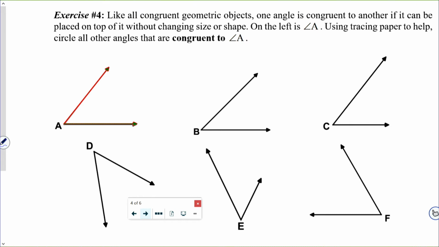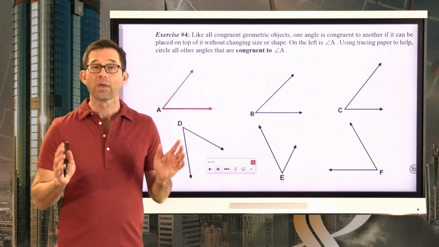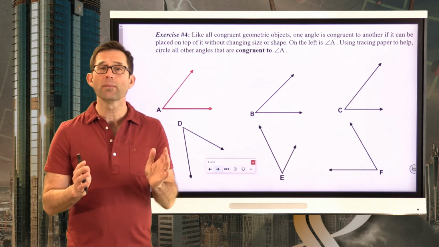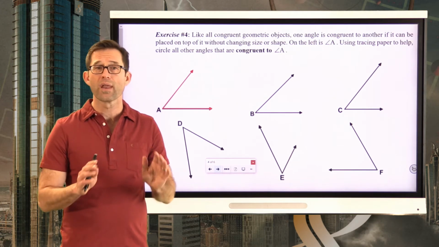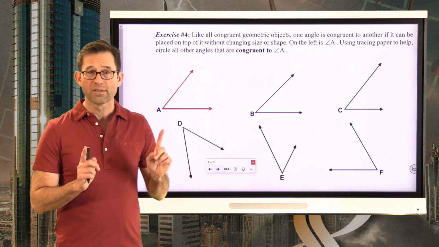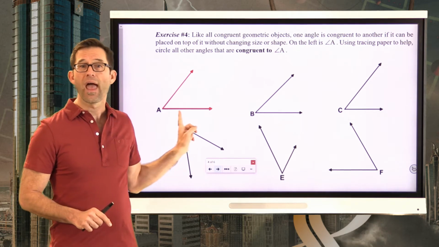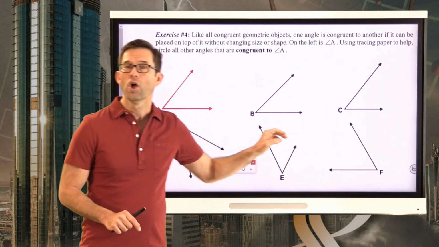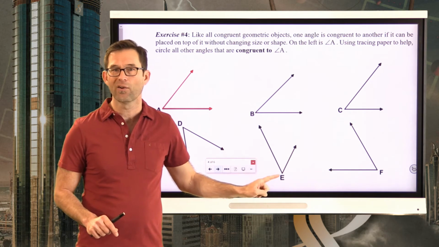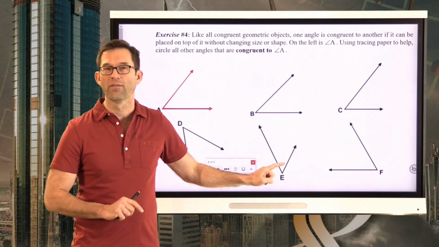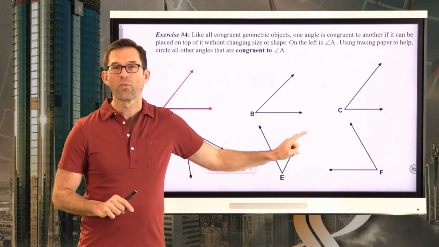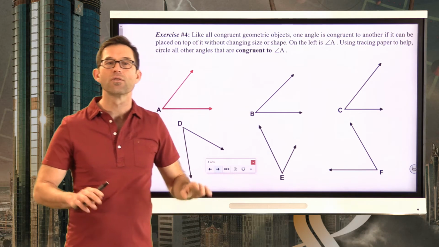On the left is angle A. Using tracing paper to help, circle all other angles that are congruent to angle A. All right, now again, don't forget something that is extremely fundamental about angles. No matter how angles are drawn, no matter how they're named, an angle is a collection of two rays, and rays extend forever. No matter how short the ray is drawn, like here on angle E, that ray is drawn very short, but really, that ray actually extends forever.